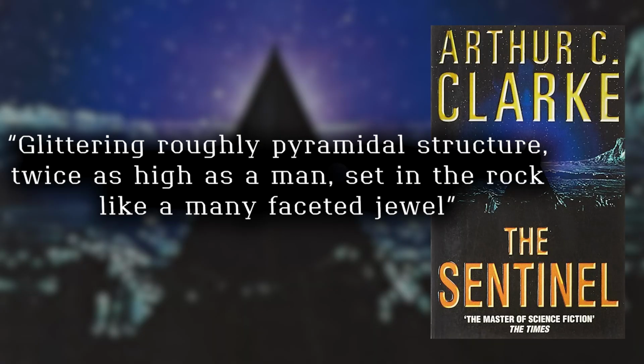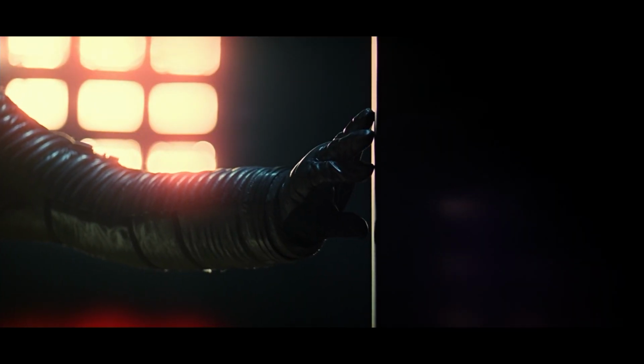In the book, the mysterious object in question wasn't described as a black rectangle monolith, but was instead a, quote, glittering, roughly pyramidal structure twice as high as a man, set in the rock like a many-faceted jewel. So it seems like it was a lot shinier compared to the monolith. Well, I guess anything would be shiny compared to it.